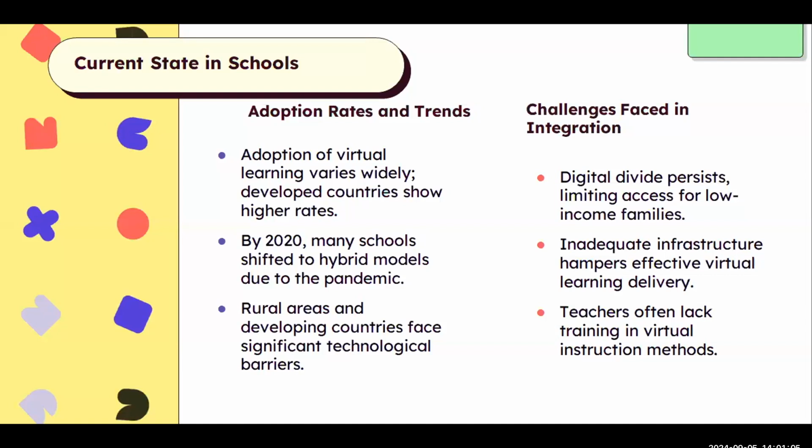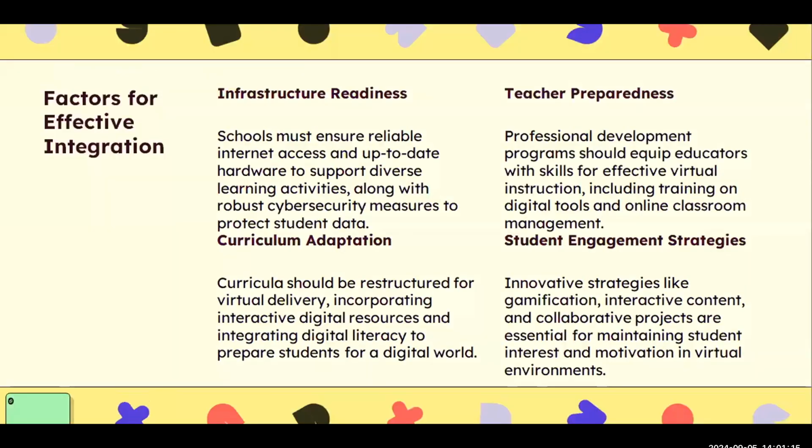Okay, now let's see the factors influencing effective integration of virtual learning. The next slide, please. We see the first one is infrastructural readiness. Just like I mentioned earlier, schools must ensure reliable internet access and up-to-date hardware to support diverse learning activities, along with robust cybersecurity measures to protect students' or learners' data.